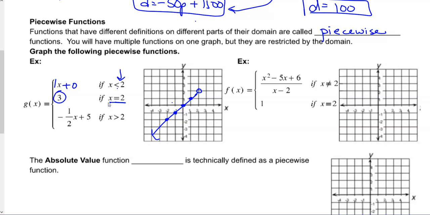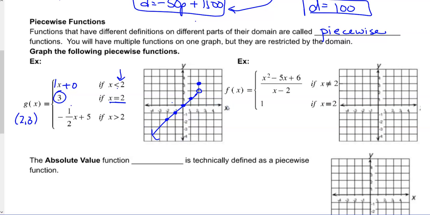So this is a y value, that's an x value. In disguise, I could write that as a point of (2, 3). And when I do that, the solid version, because that's where it's equal to when x equals 2, has to be a solid dot there, not an open dot. That's only when it's not equal to. And then I have my last piece of my function for all values that are greater than 2.